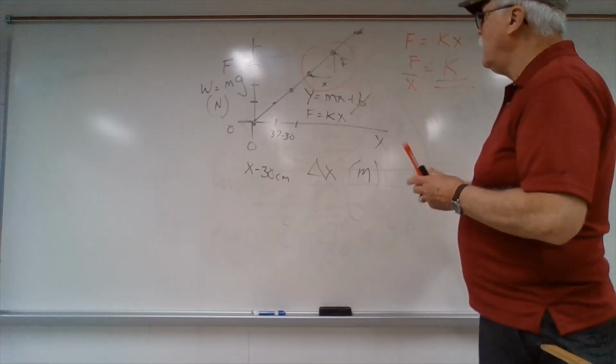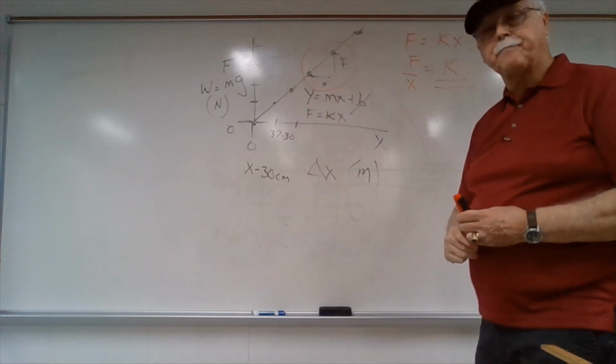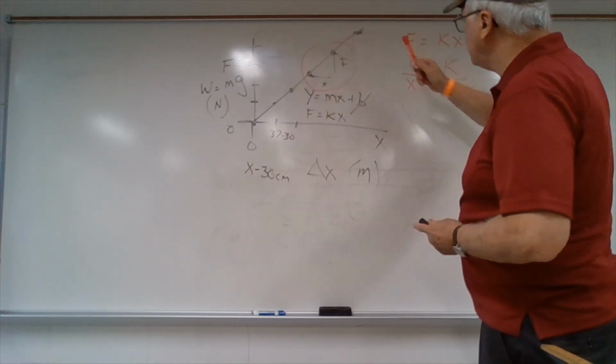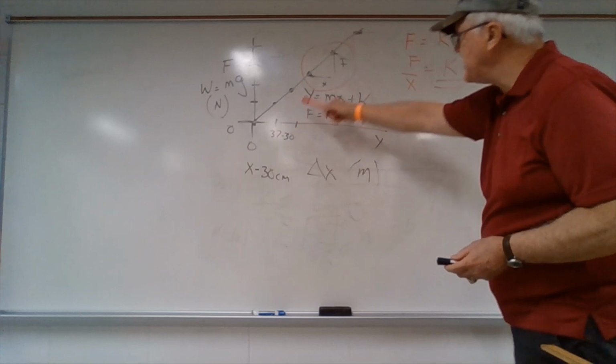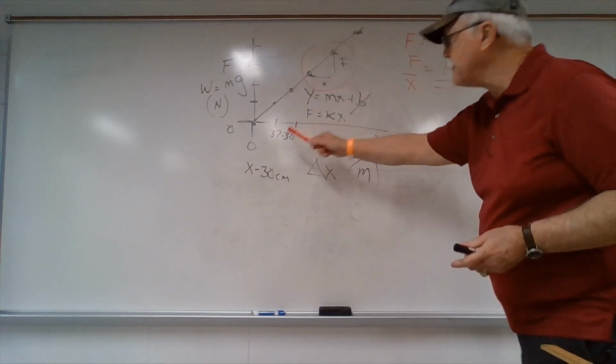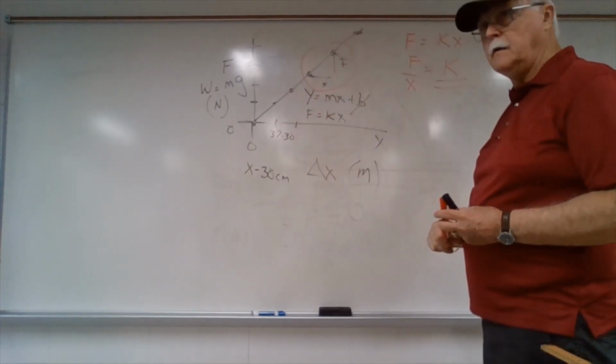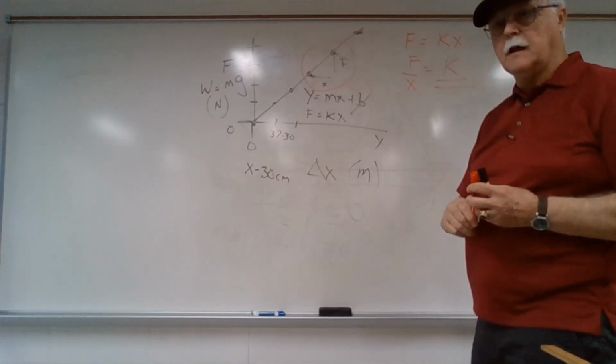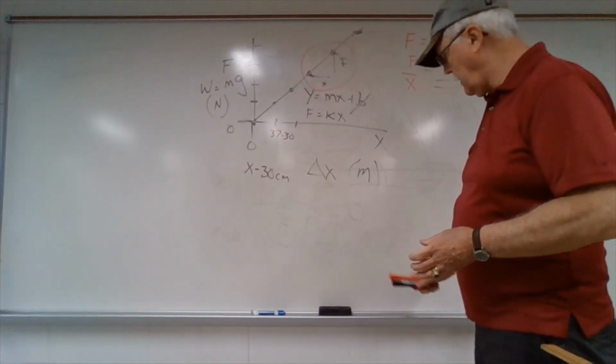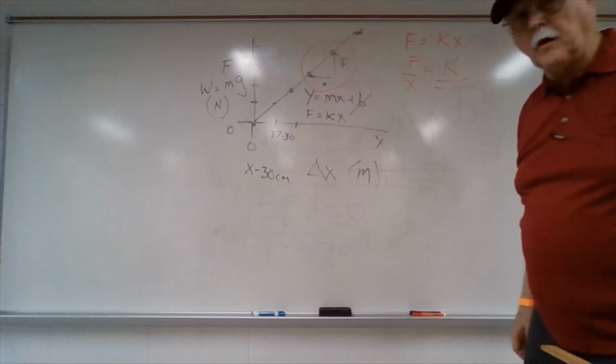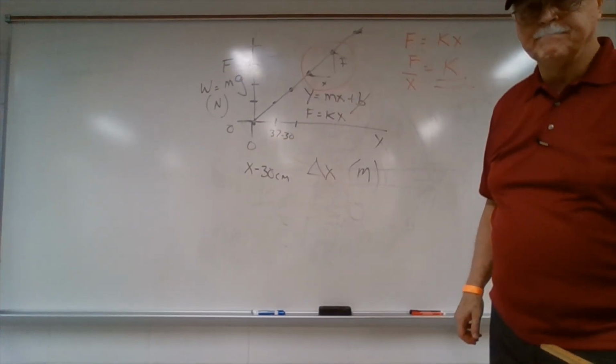You're going to have to plot data, and you're going to have to establish that line. You're going to have to plot that line, and then you're going to have to calculate K. And that's about it for the first part of the experiment. Okay, I'm done.